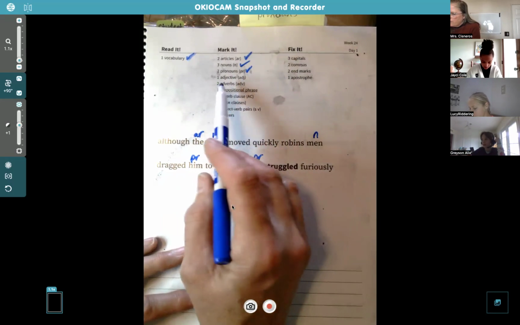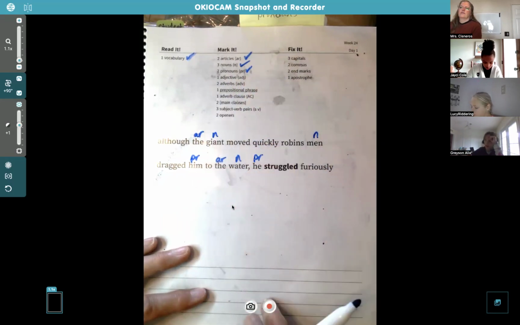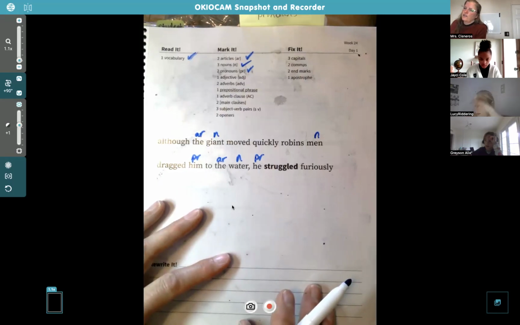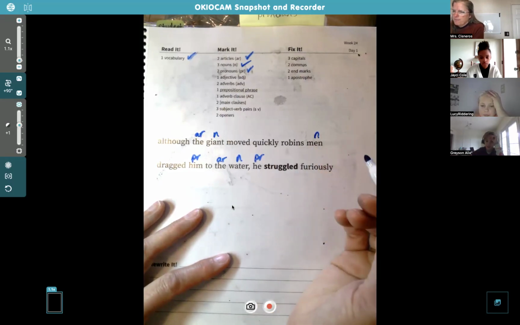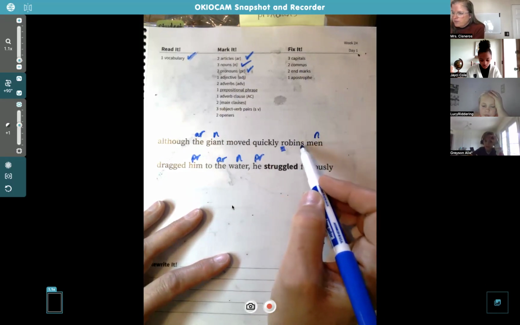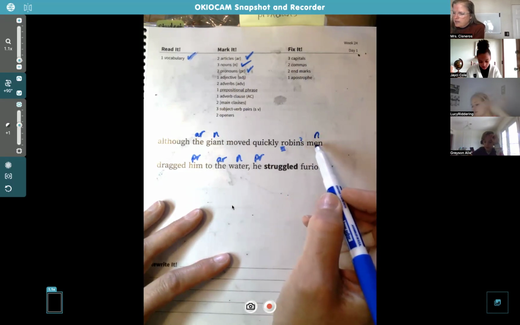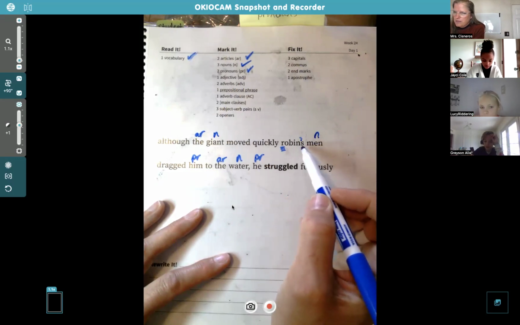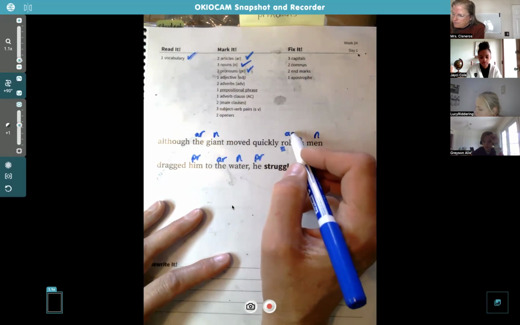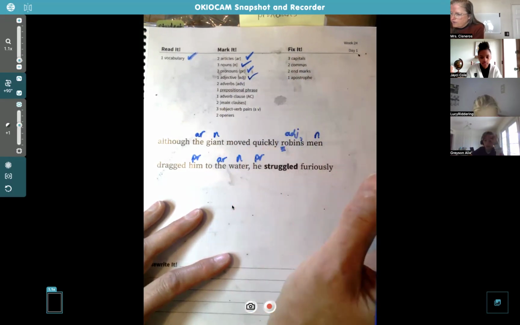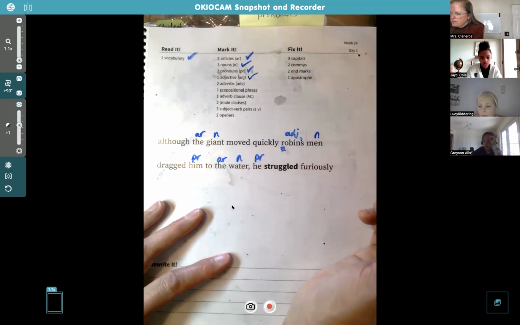And then Lucy, what about the adjective? Robin's. You're right, but we're missing something there. Do you know what we need to do, Lucy? Capitalize. Yes. But with the S, we actually need an apostrophe, because that tells us that the men belong to Robin or they're with Robin. But you're right, Robin's with an apostrophe is the adjective. Very good.